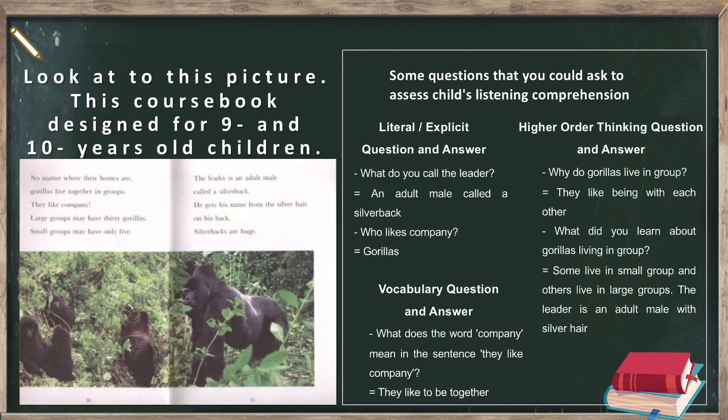What did you learn about gorillas living in group? And the answer is, some live in small groups and others live in large groups. The leader is an adult male with silver hair. And for the vocabulary question, what does the word company mean in the sentence, they like company? And the answer is, they like to be together.